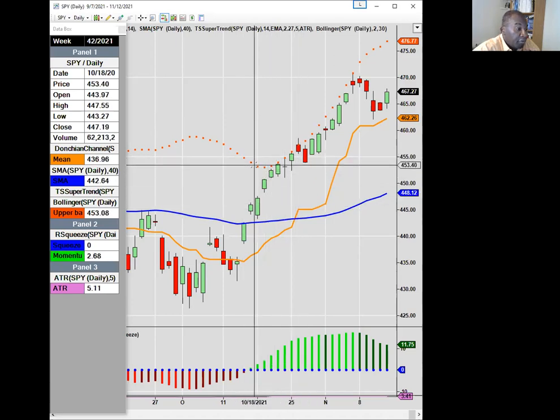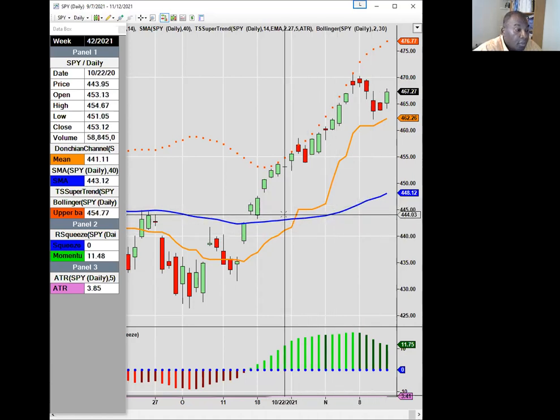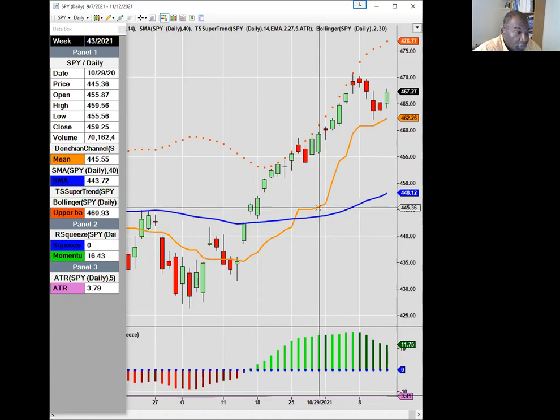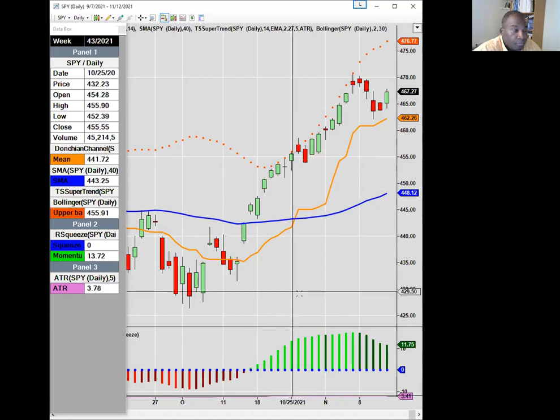This dotted line above here is an upper Bollinger Band. The Bollinger Band consists of 3 lines, upper, middle, and lower. We're not using the middle and lower, so I made them transparent so you can't see them. Otherwise, we just have a chart with a whole bunch of lines on it that's not being used, right? And this blue line is a 40-period simple moving average. The Donchian mean line is the orange line. And this dotted line is the upper Bollinger Band, okay?